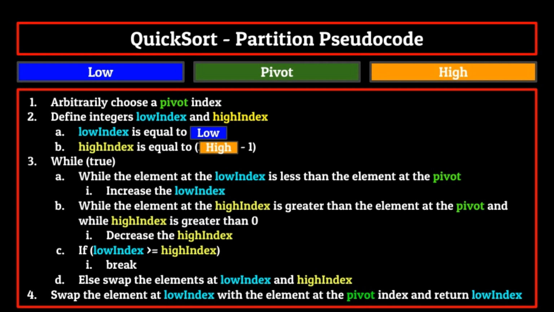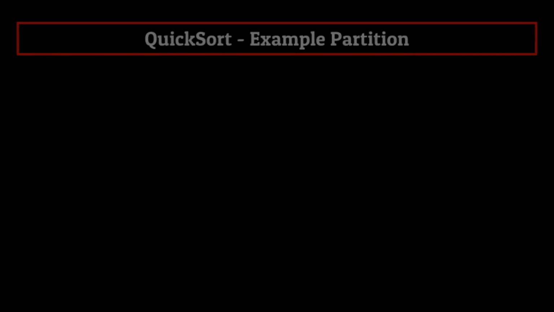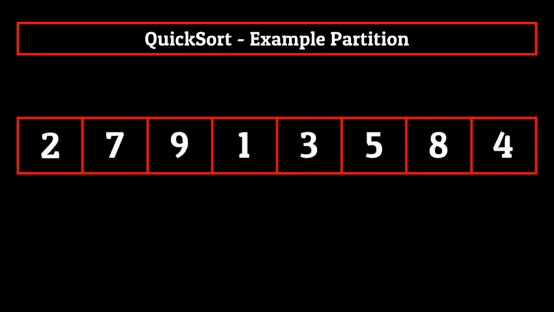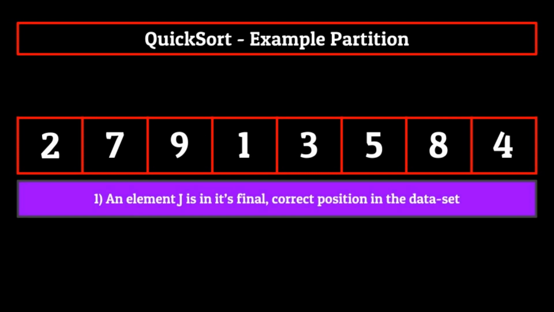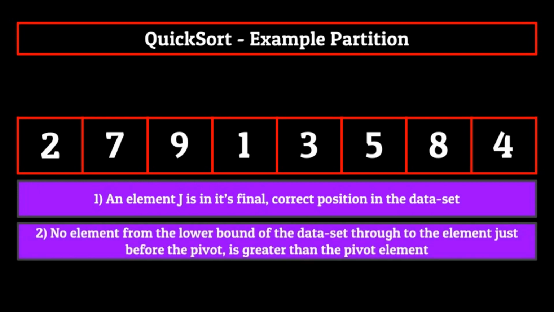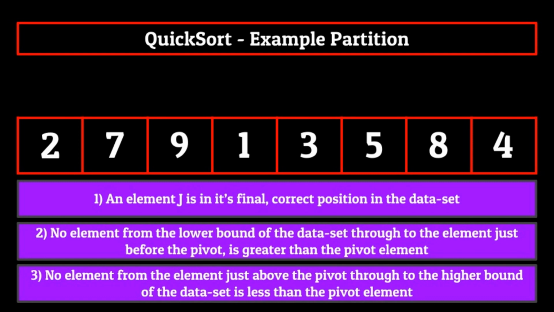Okay, now that we have the pseudocode down, let's work an example. I'm going to pull up a list of 8 elements, unsorted, and instead of actually sorting the algorithm just yet, we're just going to focus on partitioning the dataset so that it follows our rules for a successful partition. As a reminder, those are A, an element j is in its final correct position in the dataset, B, no element from the lower bound of the dataset through to the element just before the pivot is greater than the pivot element, and C, no element from the element just above the pivot through to the higher bound of the dataset is less than the pivot element.